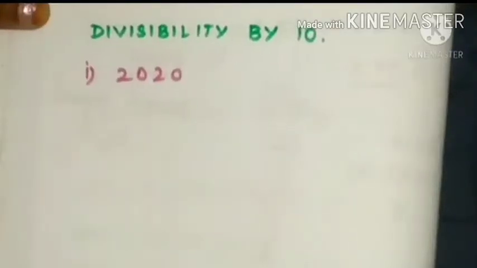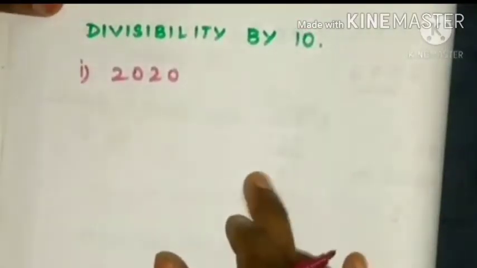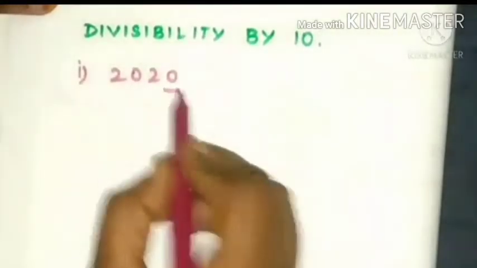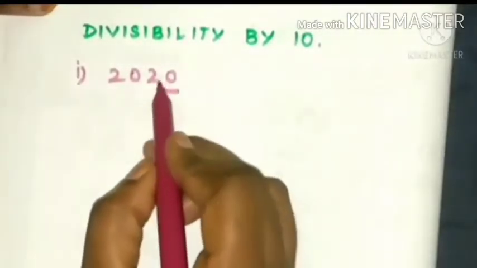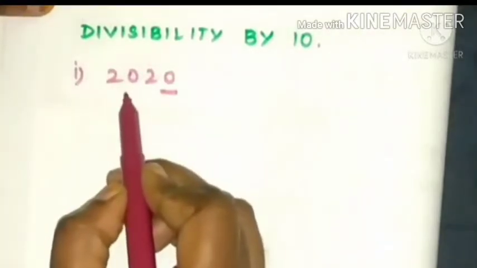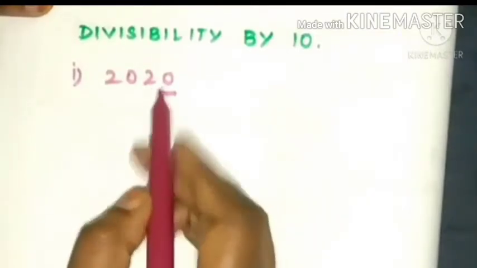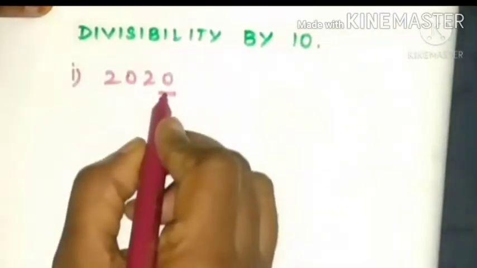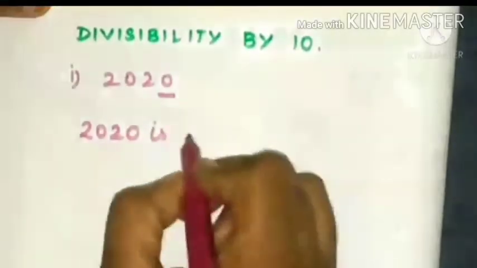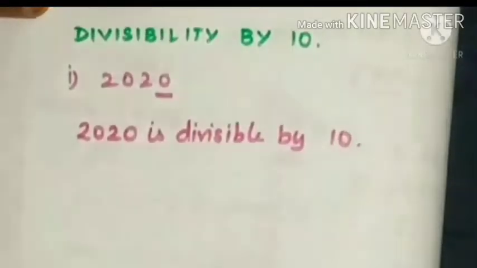Then divisibility by 10. The rule for divisibility by 10 is a number is divisible by 10 if its ones place is only 0. Here the ones place is 0. And also observe that the numbers divisible by 10 are also divisible by 5. Here 2020 is also divisible by 5. Here the ones place ends with 0. So 2020 is divisible by 10.